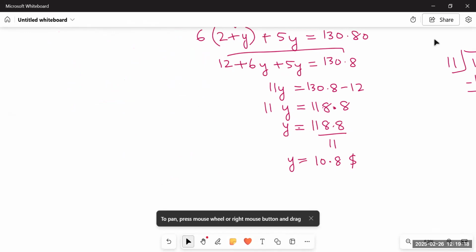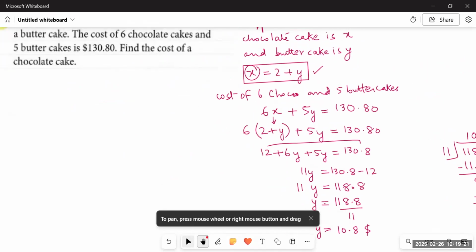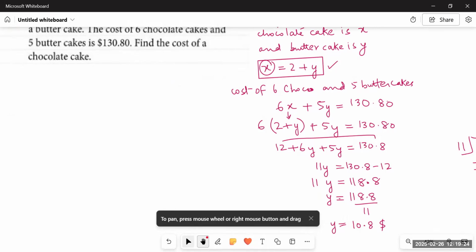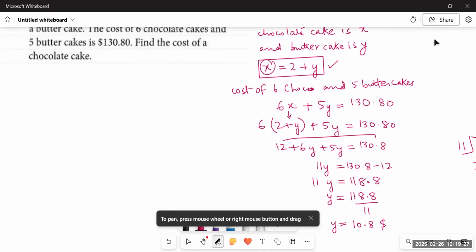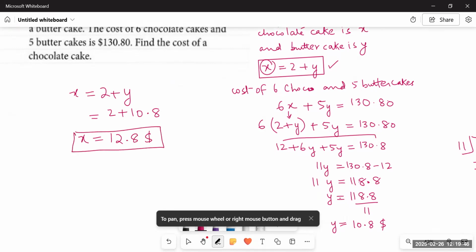And what did we suppose as Y? It was the cost of a butter cake. But we have to find out the cost of a chocolate cake. So what are we going to do next? We will use this equation x is equal to 2 plus y. Substitute the value of y as 10.8 and it becomes 12.8. It means the cost of one butter cupcake is $10.8 and that of one chocolate cake is $12.8. There is a difference of $2, hence proved.